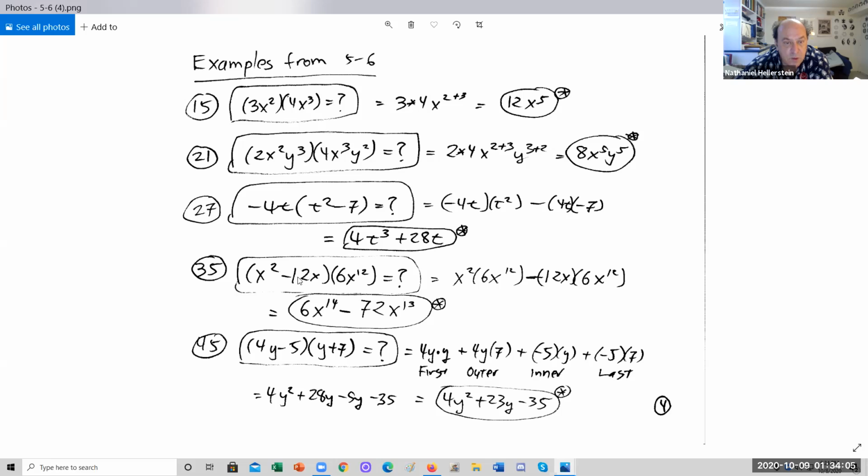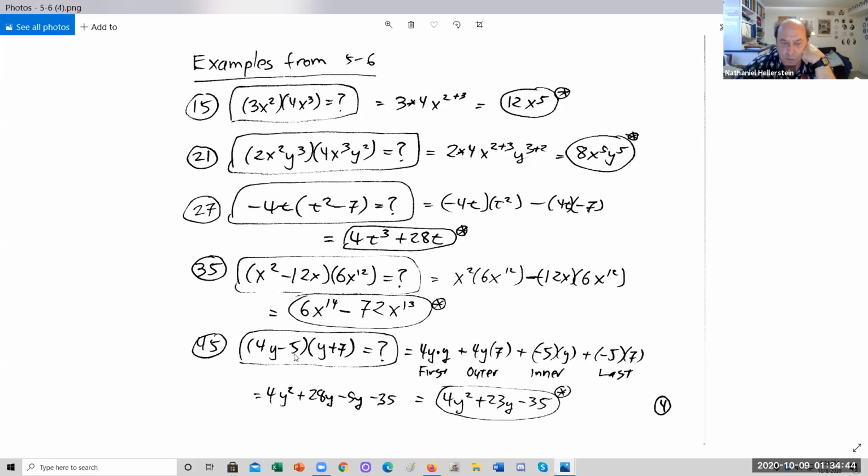x squared minus 12x, that times 6x to the 12th. Multiply 6x to the 12th times each of these two terms. x squared times 6x to the 12th minus 12x times 6x to the 12th. x squared times 6x to the 12th, you get 6x to the 2 plus 4 is 14. Here, minus. Remember, this is an x to a first power, so 1 plus 12 makes it 13. So minus 12 times 6 is 72. So 6x to the 14th minus 72x to the 13th.